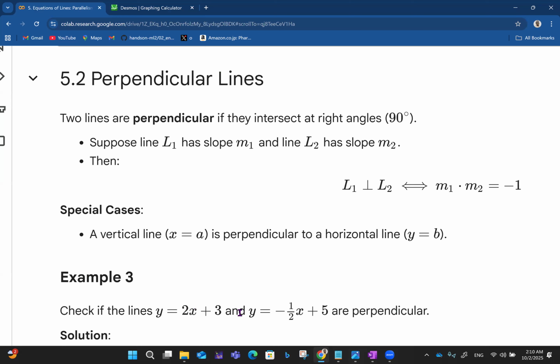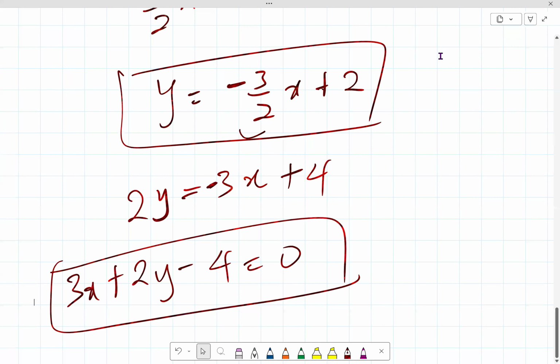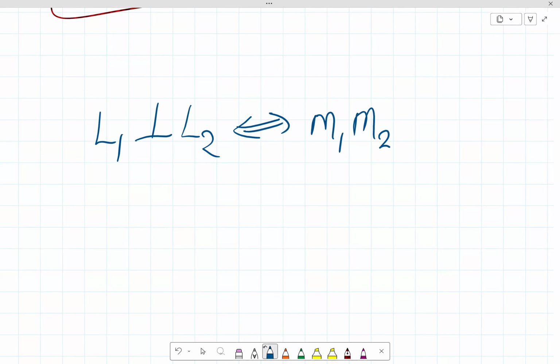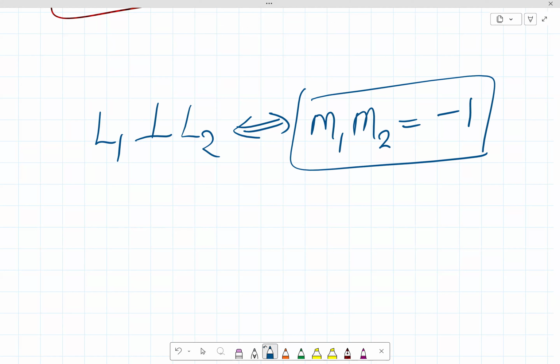Check if the lines y equals 2x plus 3 and y equals minus half x plus 5 are perpendicular. So we want to check that. I go to the worksheet now. We already said that L1 is perpendicular to L2 if and only if the product of their slopes is equal to -1.